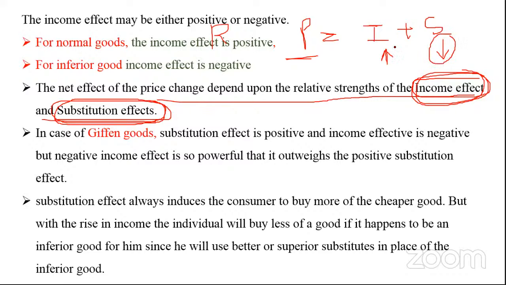Here the two are showing in the opposite direction. Income effect is positive but substitution effect is negative. Then the price effect becomes positive or negative. Mathematically, negative and negative gives positive. When negative is multiplied with positive, it becomes negative; minus into plus becomes negative. Same like that, when positive and negative are there, the price effect becomes positive or negative based upon the strength of the income effect.